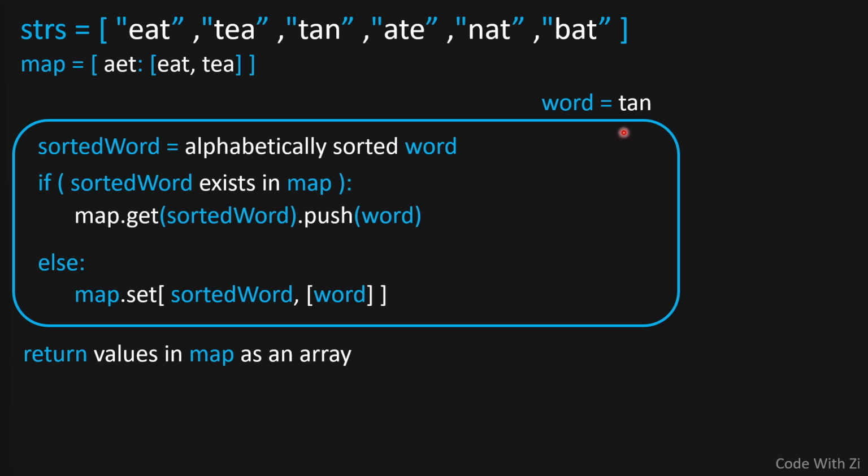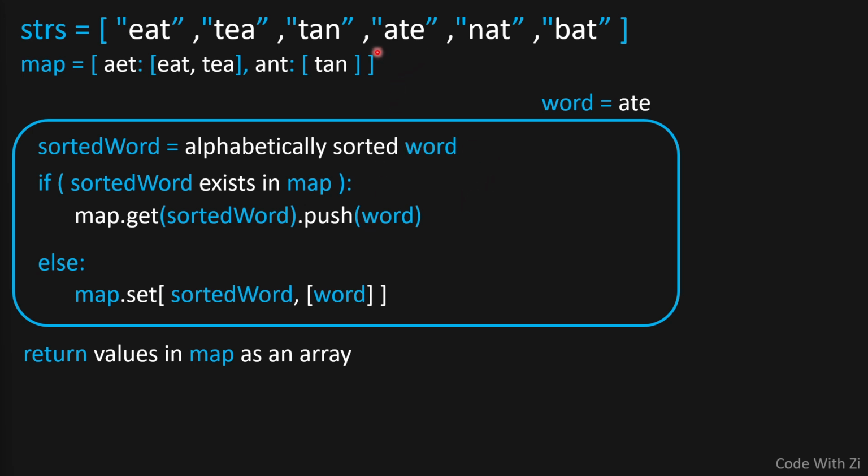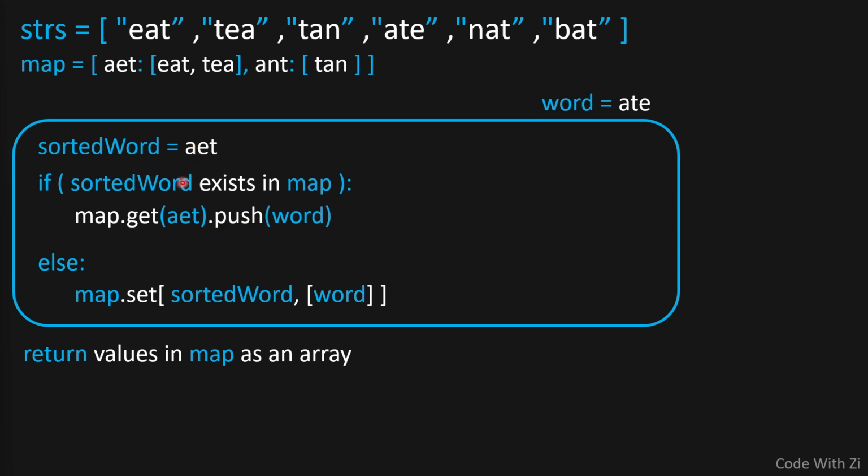In our next round, our word is gonna be 10. We're gonna sort it again, and that's gonna give us ANT. And then we're gonna check if ANT exists in the map. Well, not really, so we're gonna fall inside the else, and we're gonna say, let's make a new group, and the key of that group should be ANT, which is the sorted word, and the word that we should add first to our group is gonna be 10, like so. So now we have ANT, and the value corresponding to ANT is gonna be this array that we have here. And then we're gonna enter the next round, we're gonna have 8, and then we're gonna sort it again, that's gonna give us AAT. We're gonna check if AAT exists in the map. It does, as you can see.